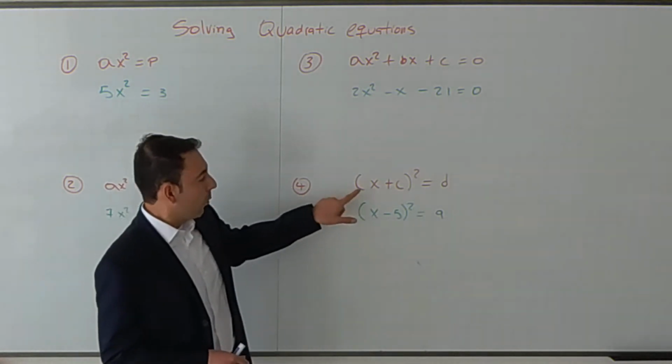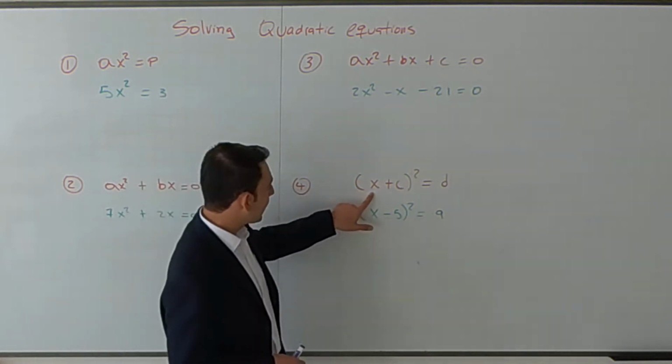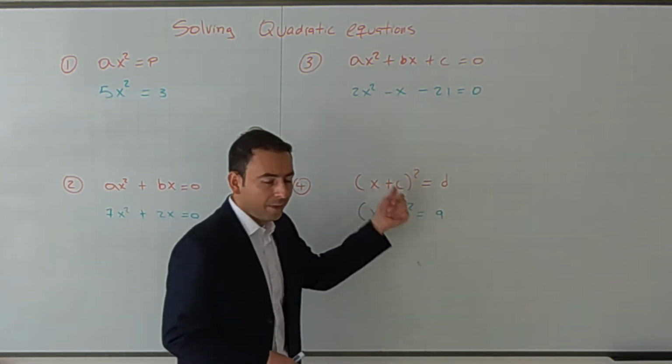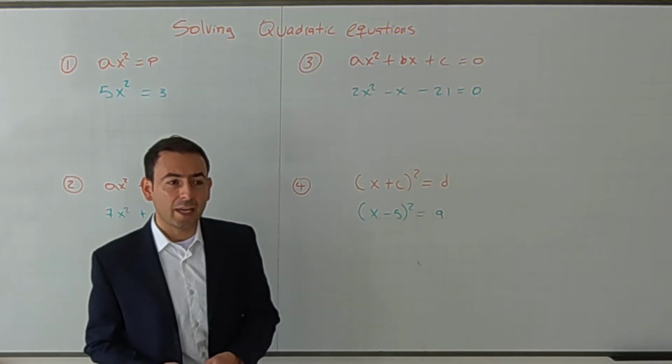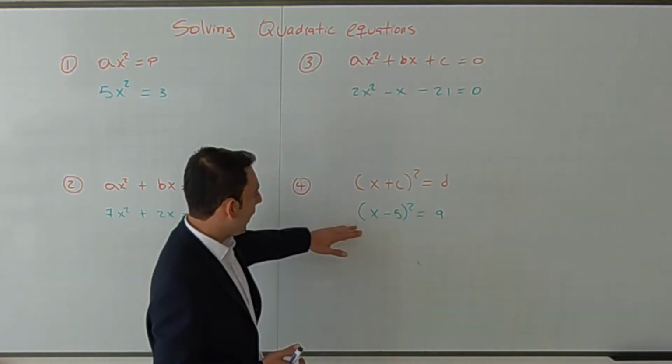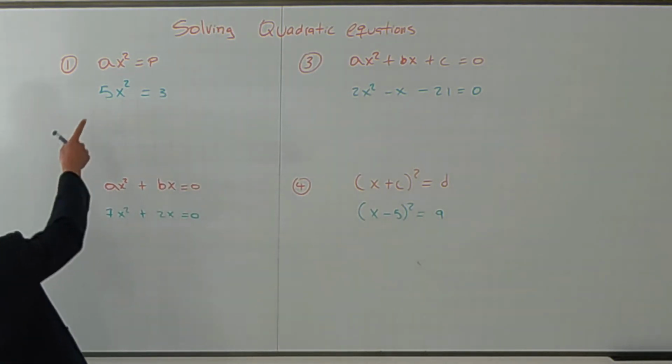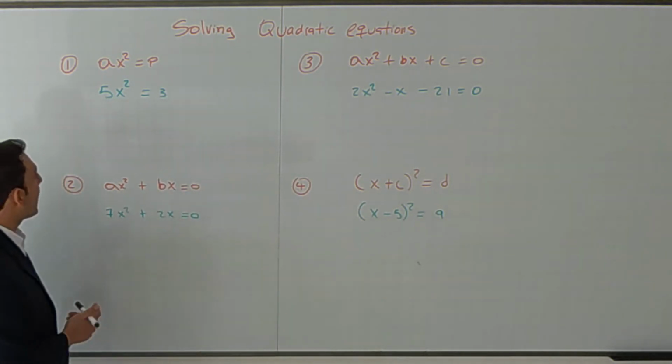Case number four, quadratic equation of the type (x plus c) squared, everything is squared, equals d. Here, c and d represent a constant, any number, okay? And here we have an example. Okay, then let's start with the first case, with the first type.